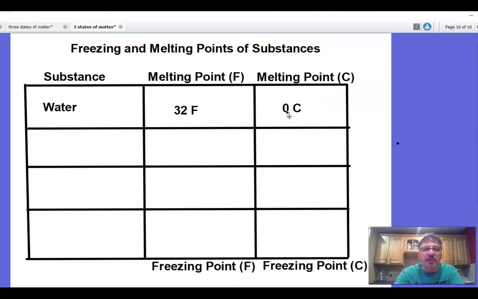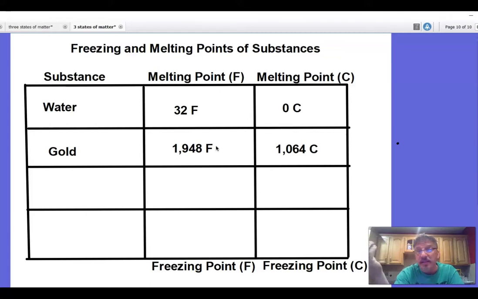And then we just talked about gold. So let's fill that in. So gold is 1,948 degrees Fahrenheit and 1,064 degrees Celsius. So that means if we take the gold necklace and we heat it to 1,948 degrees Fahrenheit, you could turn it into a liquid.